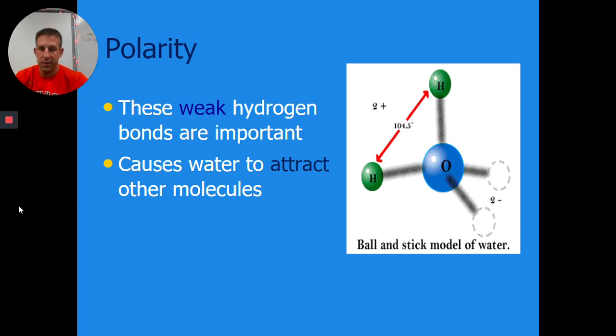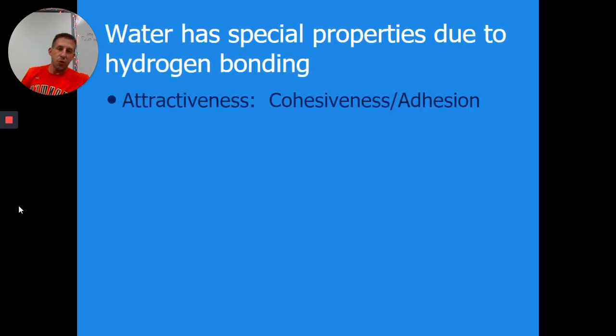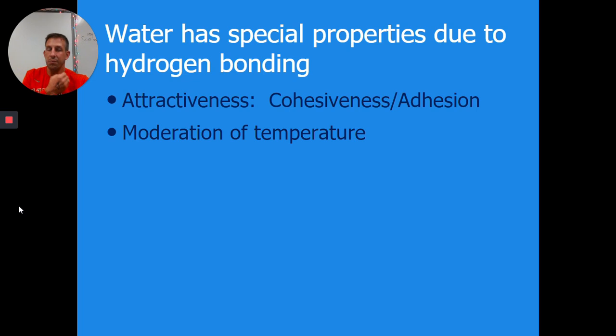Okay, but this causes water to attract to other molecules as well as itself, which leads to some of the unique properties that we see in water, which is basically what we're going to spend most of the rest of this lecture talking about: the unique properties of water that arise because of polarity and hydrogen bonding. Okay, those special properties that make it an extremely unique substance are its attractiveness to other things and also to itself, and the way that it can help moderate temperature in many different facets. Once we get to that section we'll talk more about how it helps to moderate the temperature.